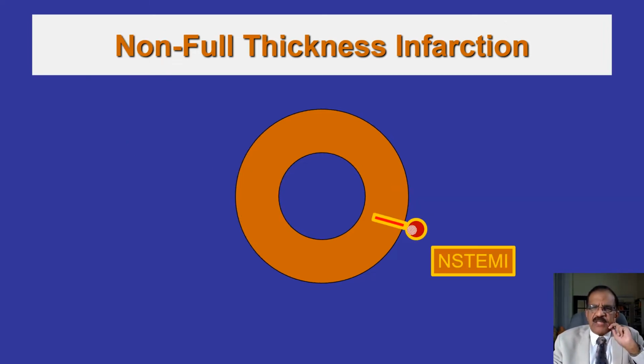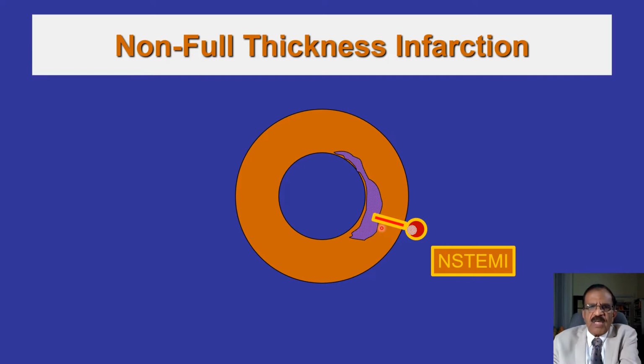Now this is the other example, a non-full thickness infarction. Sometimes occlusion may not be complete. Like in this picture, you can see the clot has not completely occluded the vessel, so it has caused critical ischemia but not full thickness infarction. In this also, myocardium will start necrosing from the inner side, but it will not reach the surface. So it will cause only non-full thickness infarction.